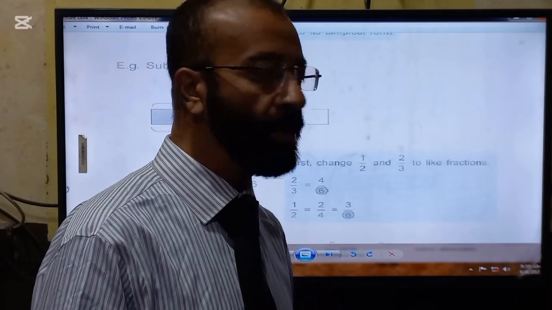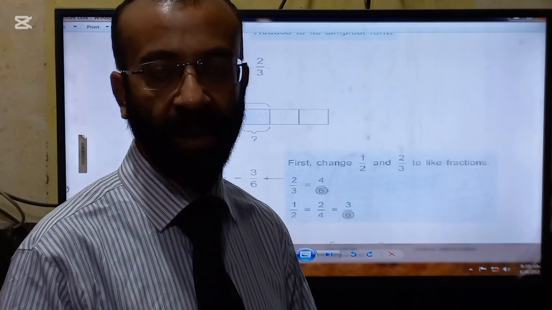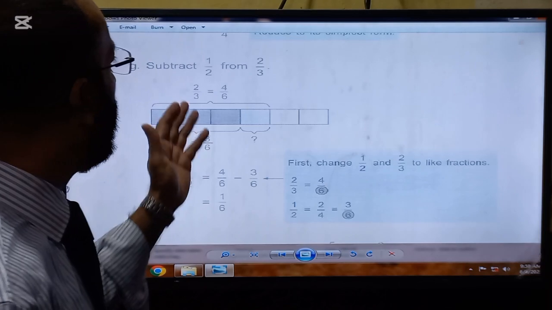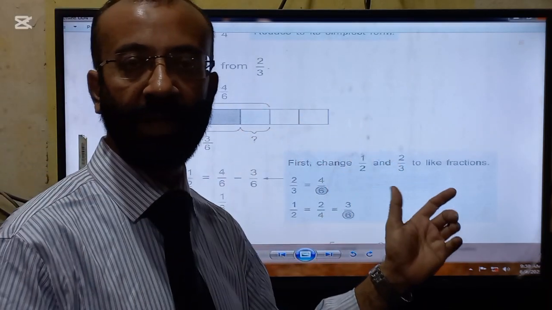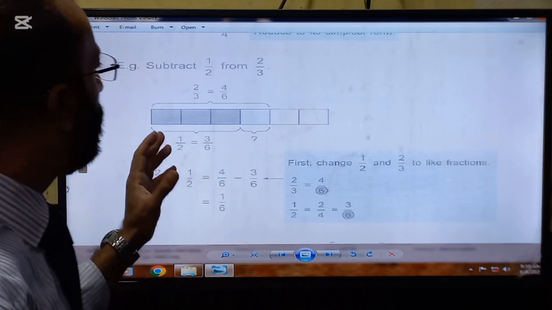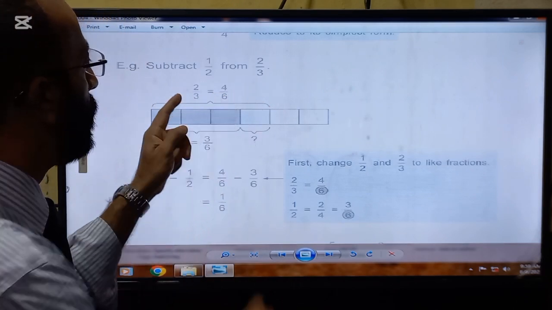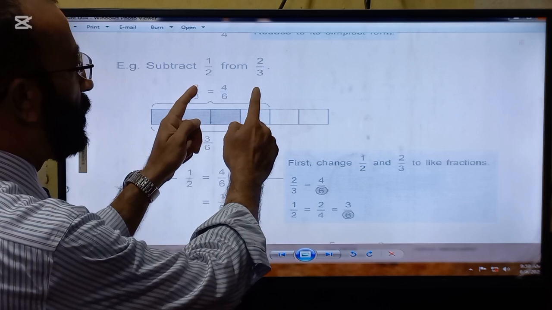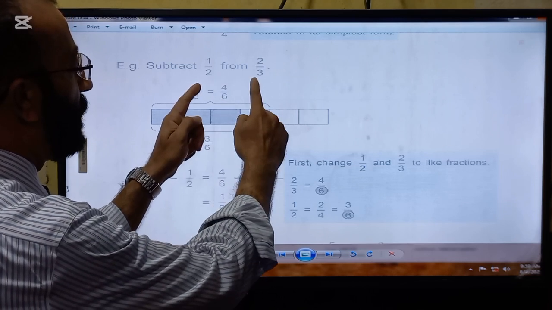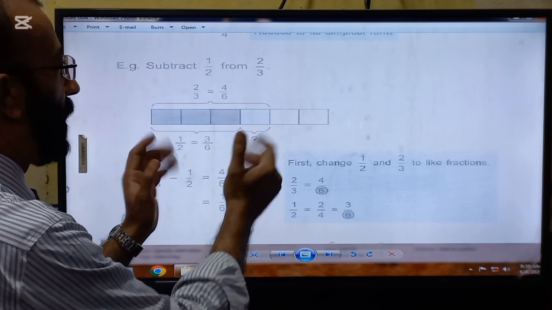Here is another question. The same question will be solved by two methods. One is converting unlike fractions into like fractions, and the second method will be by taking the LCM. So we are going to solve the question: subtract 1 by 2 from 2 by 3. So look at the fractions. These are unlike fractions because denominators are different. So the first method is converting the unlike fractions into like fractions.